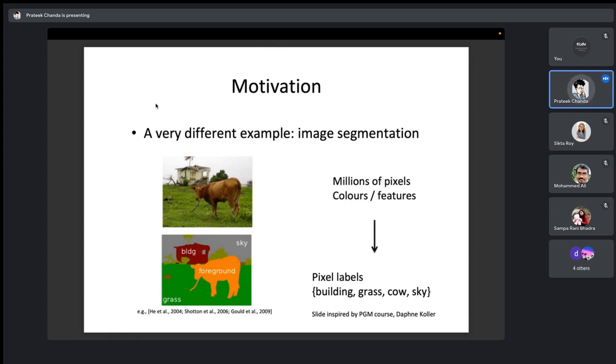Since you have millions of pixels, because if you zoom into this image there are millions of pixels, and each pixel can have varying differences in colors or features. But you group all the grass features or grass colors into one corresponding label called grass. For the building, you group all of the pixels there into the building label. How do you do this? This is where graphical models come into the picture.